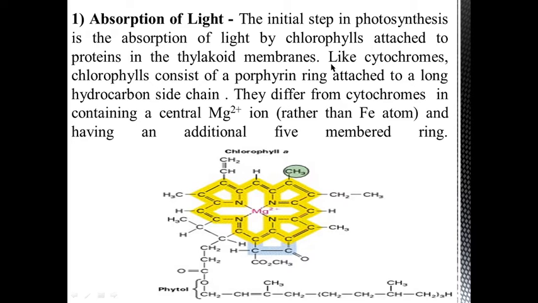Like cytochromes, chlorophylls consist of porphyrin rings attached to a long hydrocarbon side chain. This is the long hydrocarbon chain. They differ from cytochromes in containing a central magnesium ion rather than an Fe atom, and having an additional 5-membered ring.